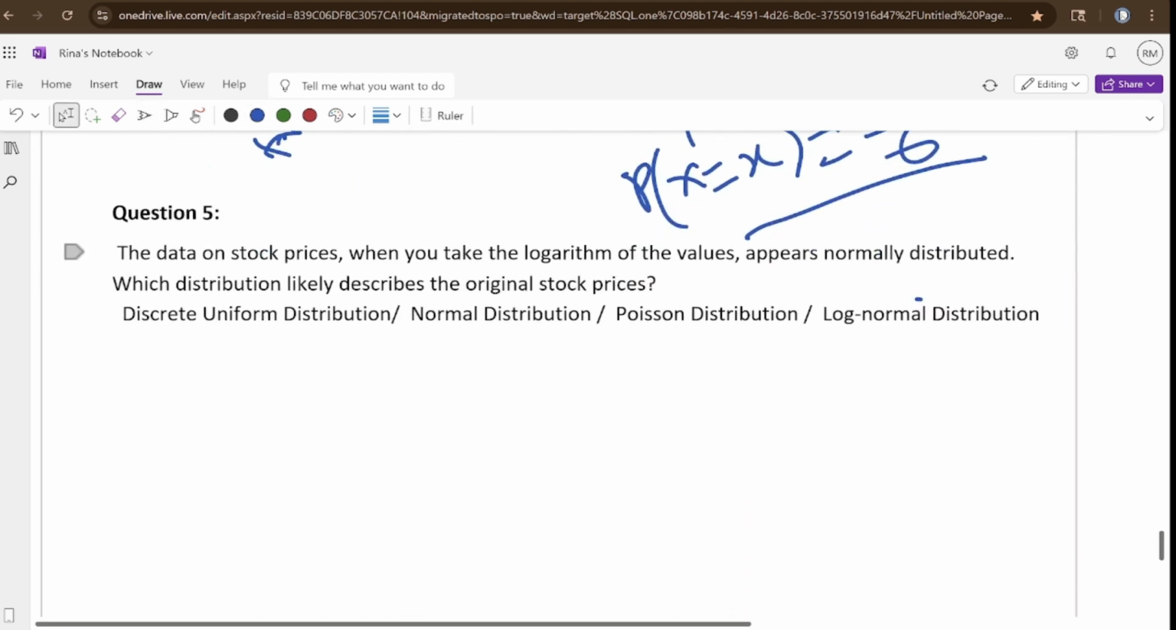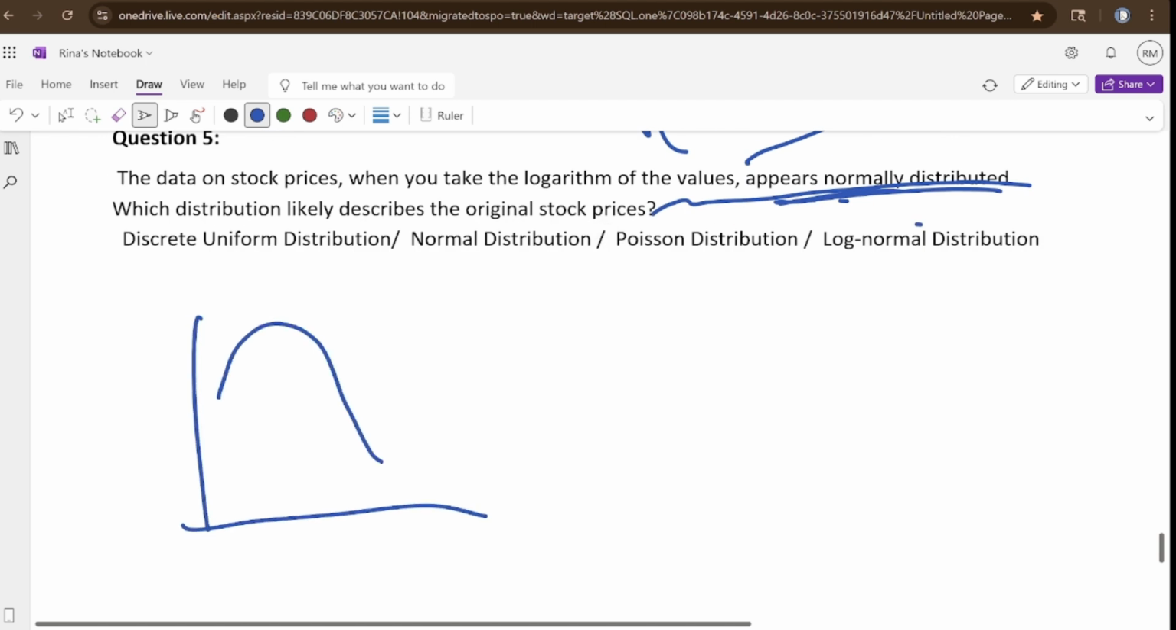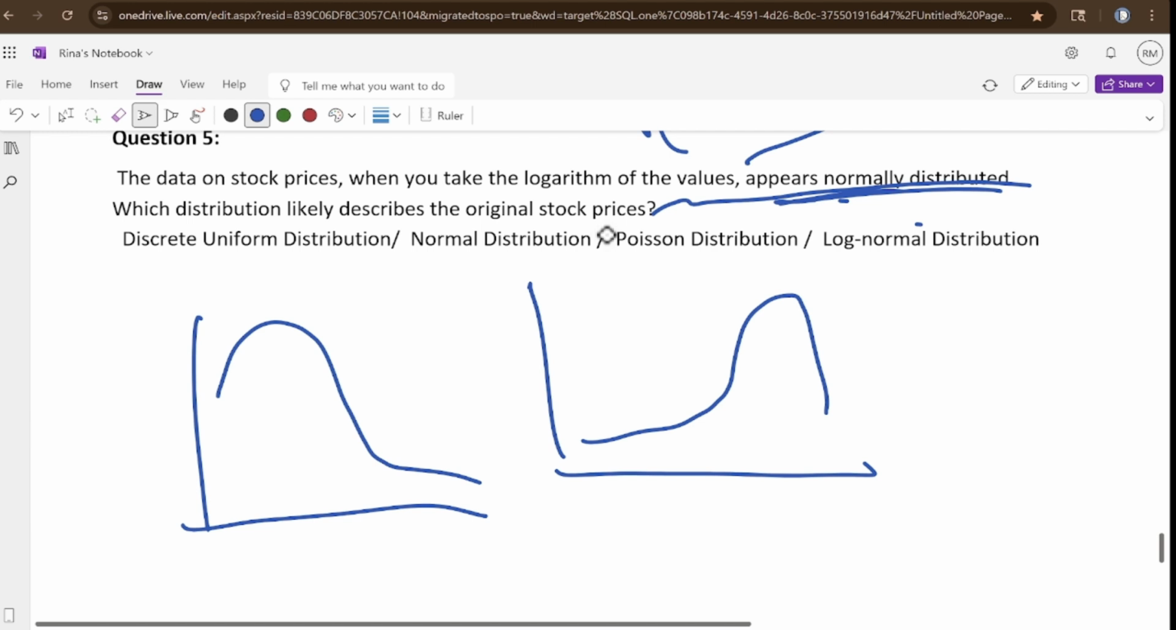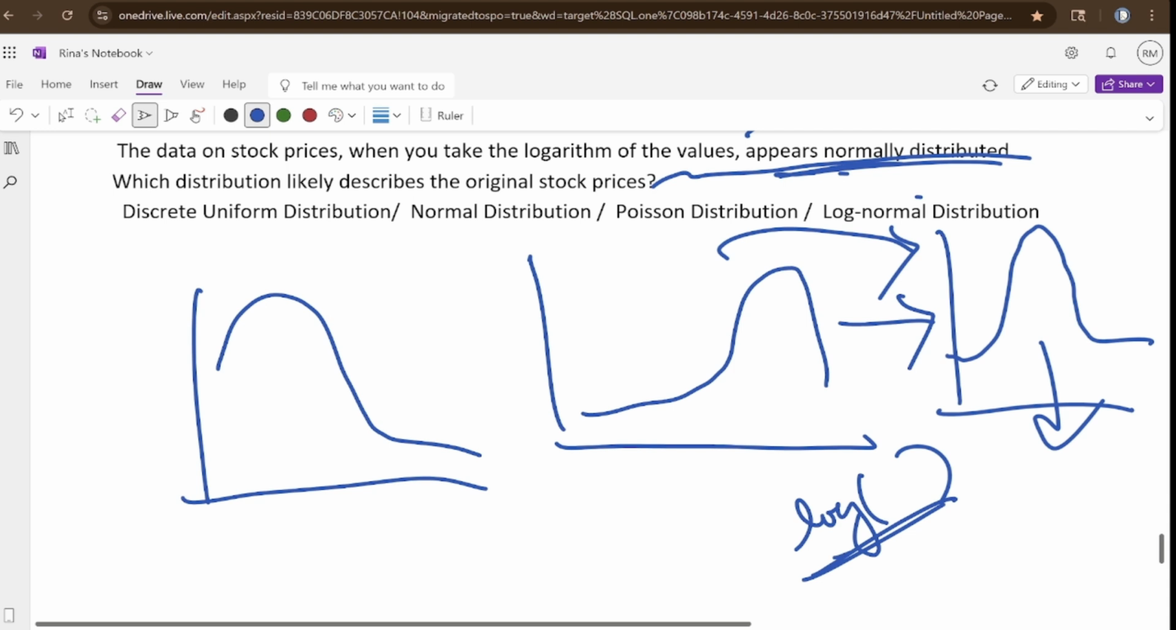Next one, the data on stock prices. Fine. When you take the logarithm of the values, it appears normally distributed. This is simply log normal. See, when our data is skewed like this, or let's say like this, left skewed or right skewed, then what do we do? We try to make them look like normal. Then only our algorithm will work the best. So this is done by using the logarithm of every value. Okay, this is one procedure. There are many procedures, but one of them is to take the logarithm, right?